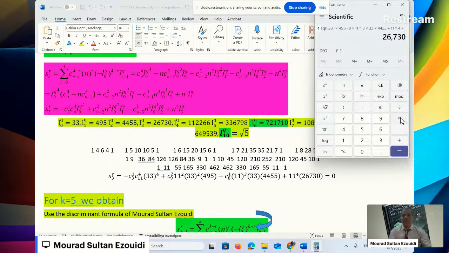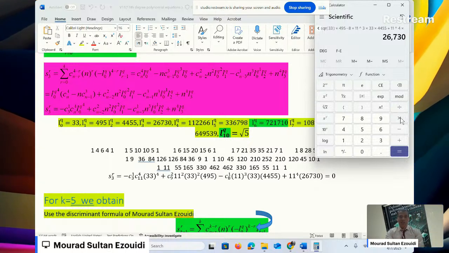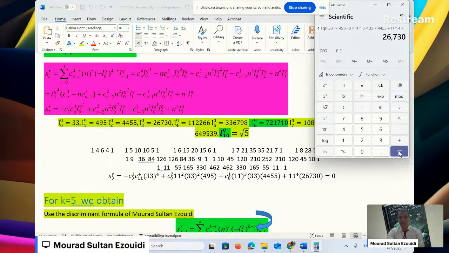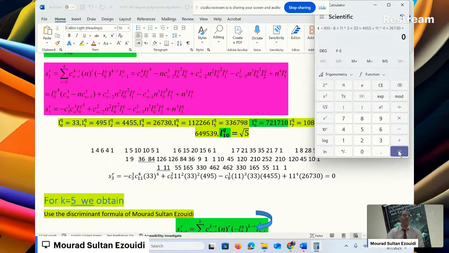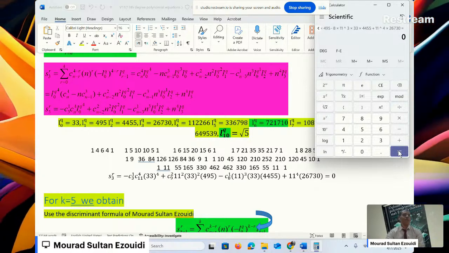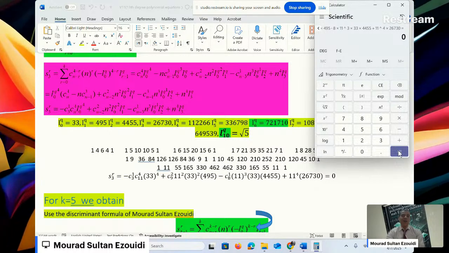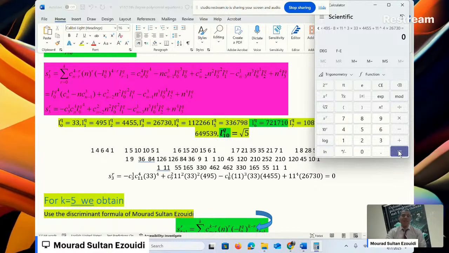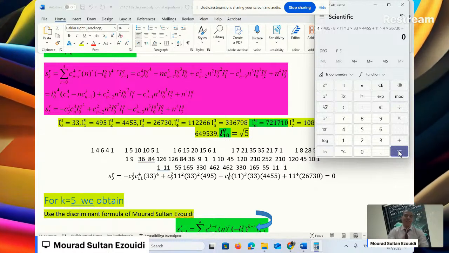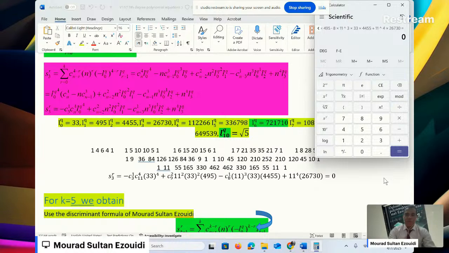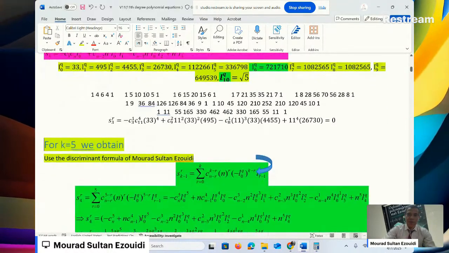So this one has to be equal to, and now let's check. Okay, this one is equal to 0. Of course, using this will show you how the theorem is very, very excellent. Okay, so now we continue.